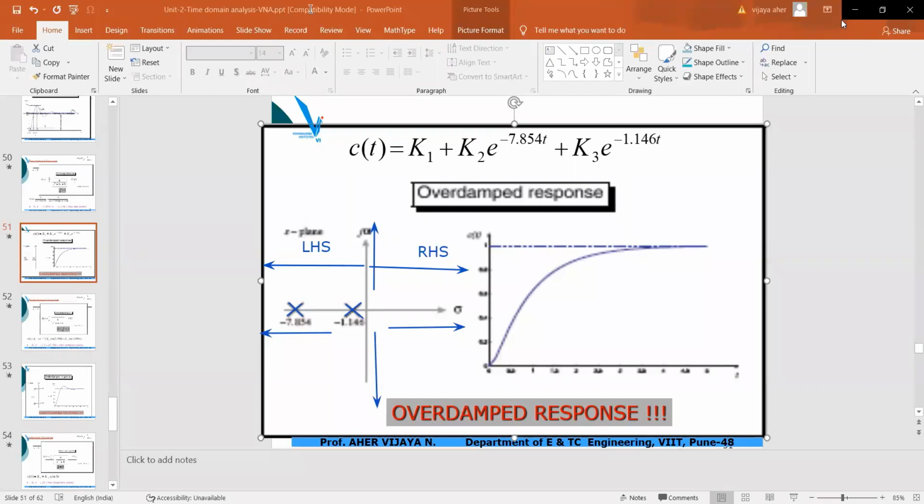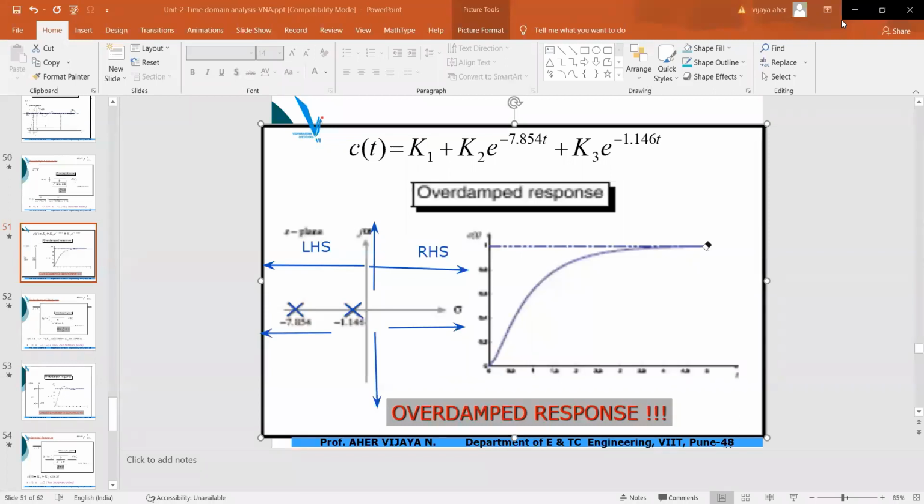Now response. And this is nothing but the response. I have taken time on the x-axis and output on the y-axis, and you will get the response for your overdamped system like this when zeta is greater than 1. So draw the response and the S-plane diagram also for the overdamped response when zeta is greater than 1.